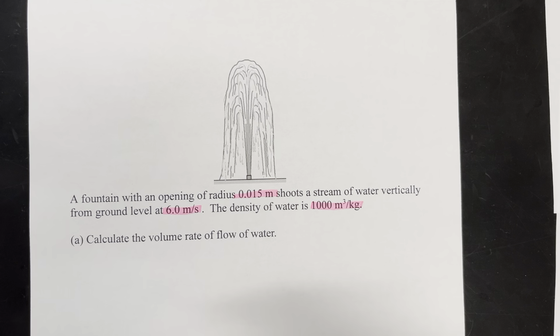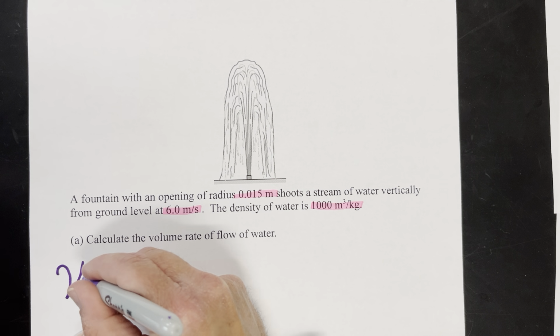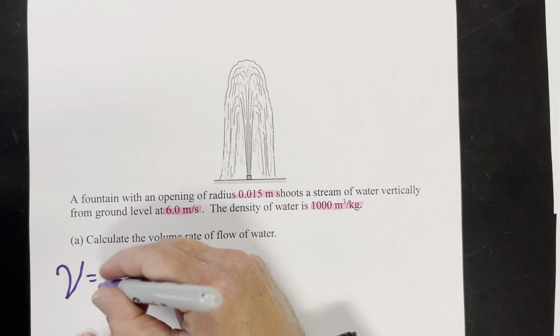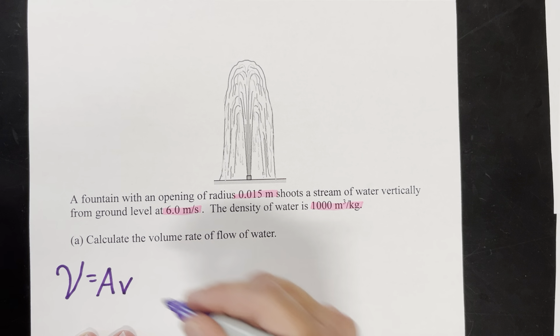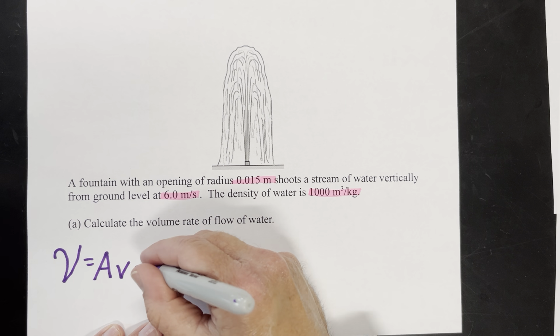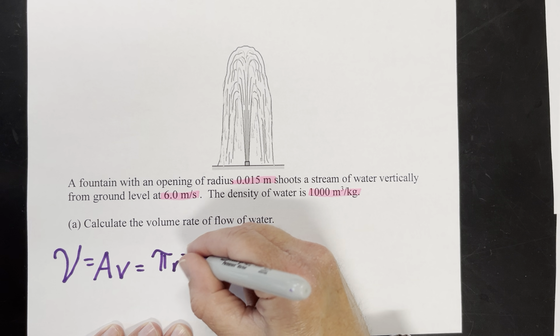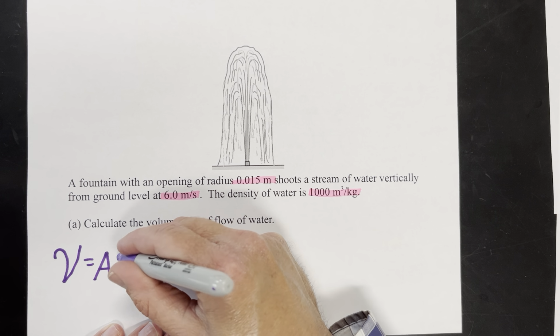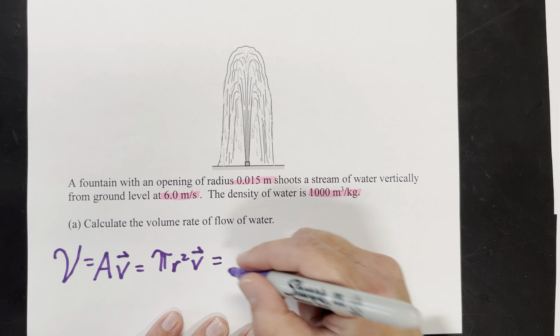All right. So first off, they say calculate the volume flow rate of the water here. So I'll use that funky V to stand for volume flow rate. And remember that that is area times velocity here. So our area, we're going to have to calculate here because they give us the radius. So that's going to be pi r squared times the velocity. And just so you know, these are velocities here, not volumes or volume flow rates. And so now we just need to plug in and solve for this.